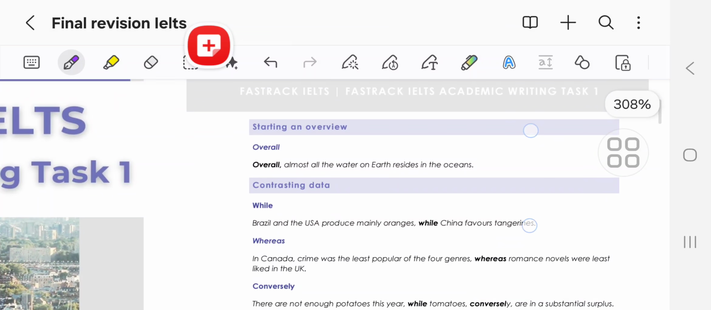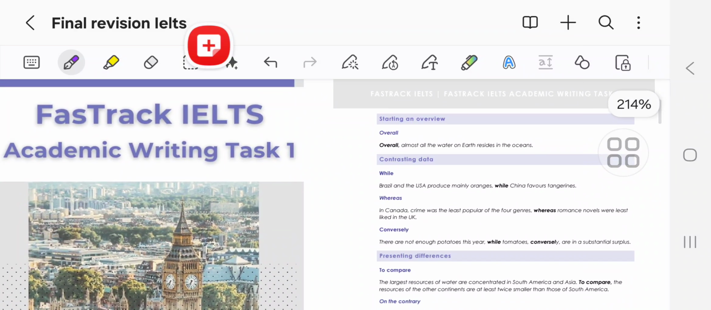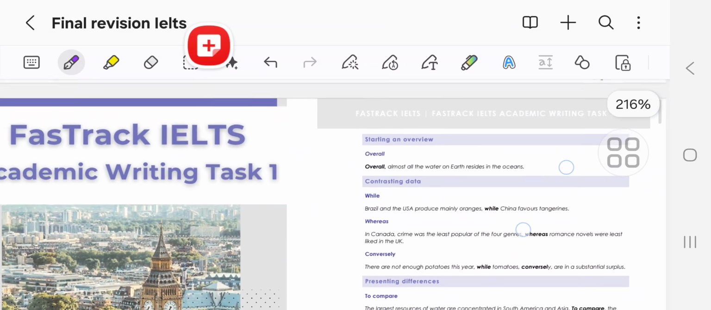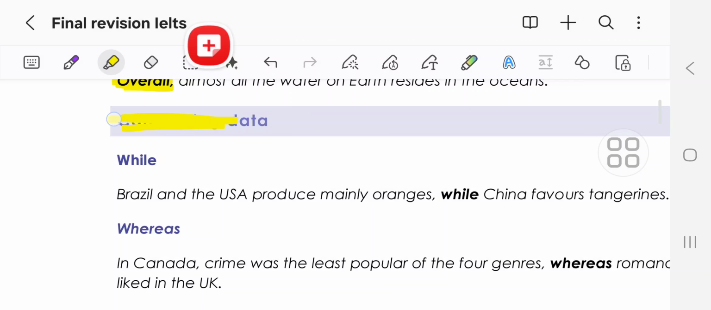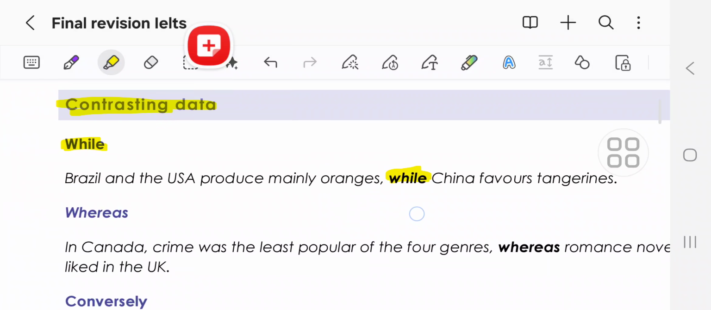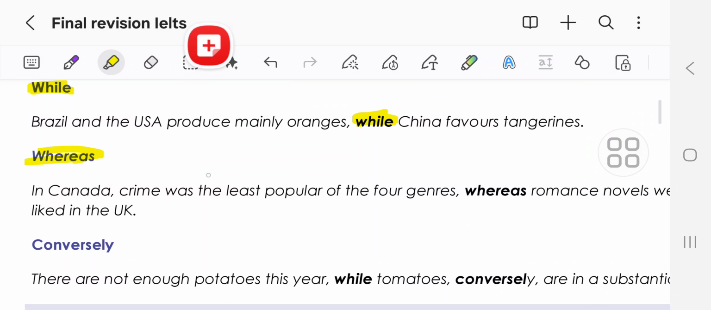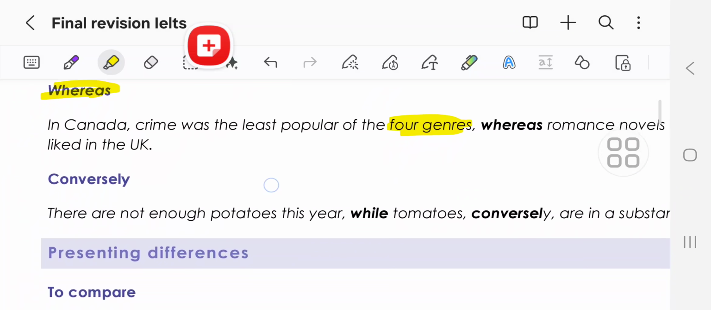Task one is basically where to start. We are just revising the same thing. For example, if you're talking about an overview, a very important thing is you have to mention "overall". Overall, almost all the water on earth resides in the ocean. Now, when there is contrasting data, for example, while Brazil and the USA produce mainly oranges, China favors tangerines, whereas in the city, crime was the least popular of the four genres, and whereas romance novels are the least liked in the US.